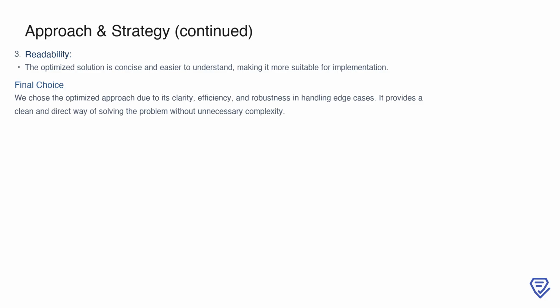Another advantage of the optimized approach is its readability. The solution is concise and easy to understand, which makes it more practical for implementation in real-world scenarios. By avoiding unnecessary complexity, it ensures that the logic remains clear and accessible. For these reasons, the optimized approach is the final choice for solving this problem. It combines efficiency, clarity, and robustness, providing a clean and effective way to calculate the combined area of two rectangles while accounting for overlaps. This method demonstrates the power of simplifying problems through key observations, such as the use of coordinate comparisons, and highlights the importance of writing solutions that are not just correct but also easy to maintain and debug.